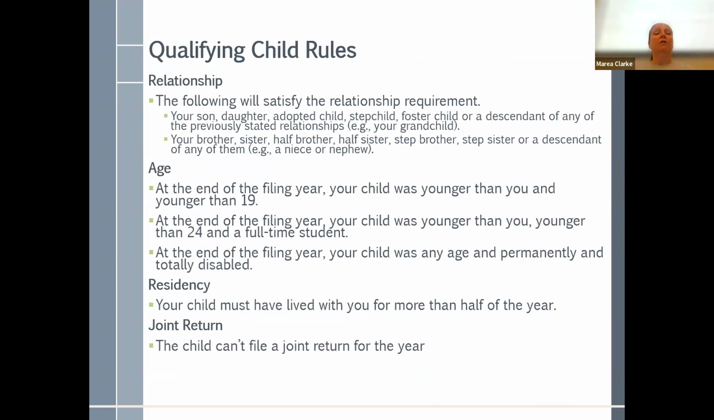Well, for the child to qualify you for the earned income tax credit, basically, again, kind of your level and down, right? Your son, daughter, their children, their children's children, or your brother, sister, your level, and then down from them, nieces or nephews. The age, they either need to be under age 19 and younger than you, or younger than you and under age 24 and a full-time student, or any age and permanently and totally disabled. They must have lived with you again. Can't file a joint return for the year.